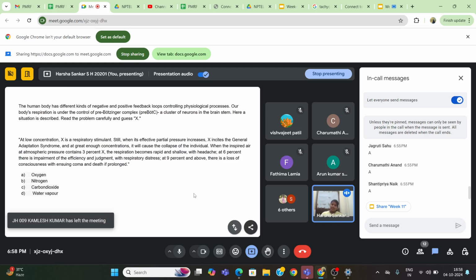It means if it is too much, that is very problematic. If it slightly increases, then it's a slight problem. If it increases again, then there is some more problem. If it increases too much, there is definitely a problem. So what is that gas? Is it oxygen, nitrogen, carbon dioxide, or water vapor? Now the option is easy to pick up, I guess.